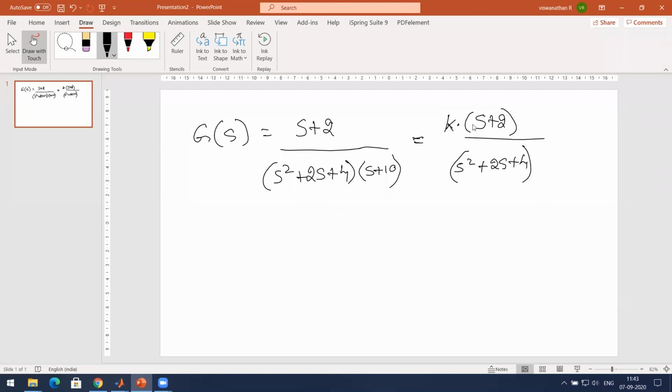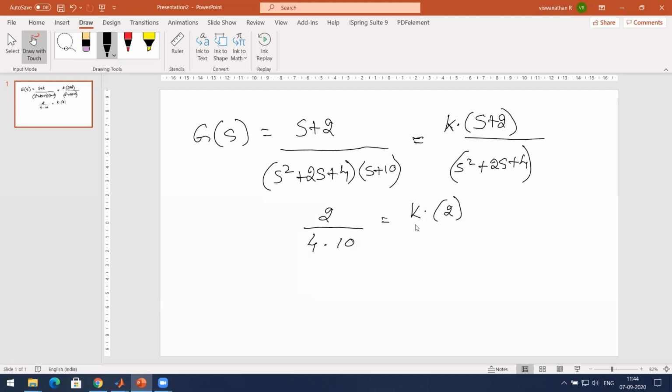I'll tell you the procedure of how to find this k, but exactly why we do that we'll discuss in some other class. Put s equal to 0. The reason for that I'll tell after a few classes. So it will be 2 divided by, what will be here? Put s is equal to 0. So it will be 4 into 10, correct? 4 into 10. Do the same thing on the right side as well.